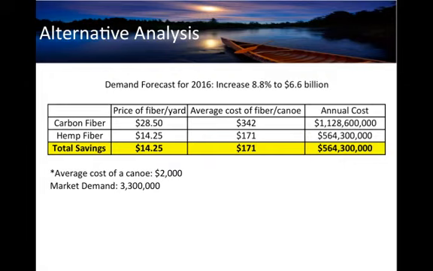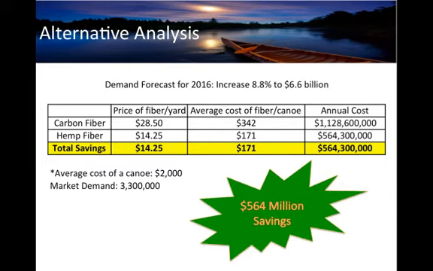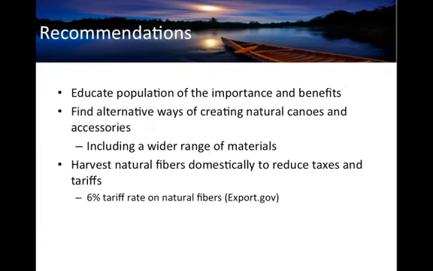So when I did the annual cost analysis, I had a couple variables that I had to figure out, and I found that the average cost of a canoe was $2,000 and the market demand was 3.3 million boats. So if you do all the calculations, you can see that carbon fiber and hemp fibers have a big difference in cost, and you would actually be saving $564 million. Now if we switch to hemp fibers and flax fibers and even jute fibers, this could really help our economy.